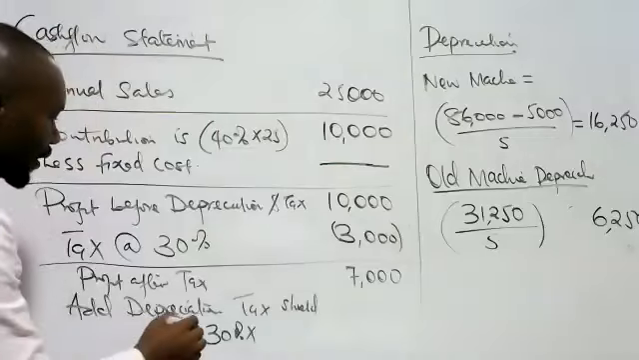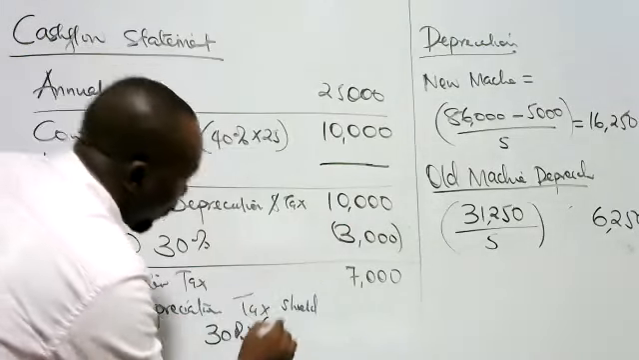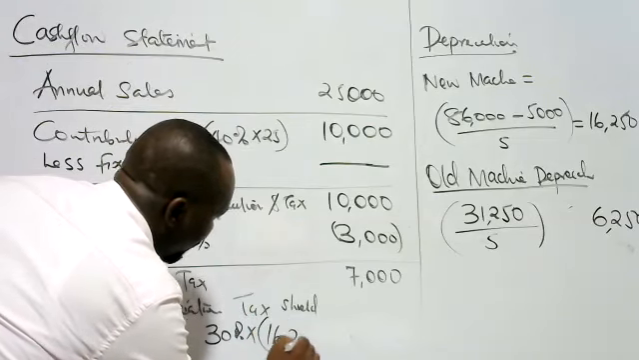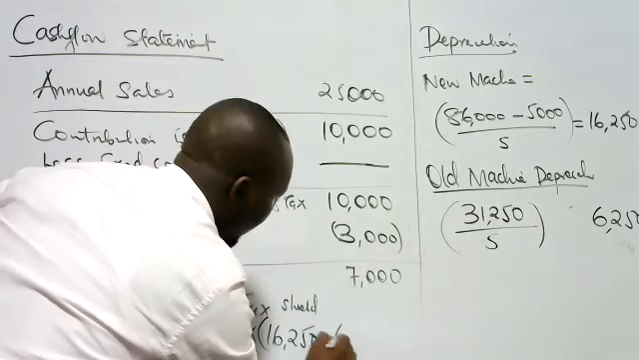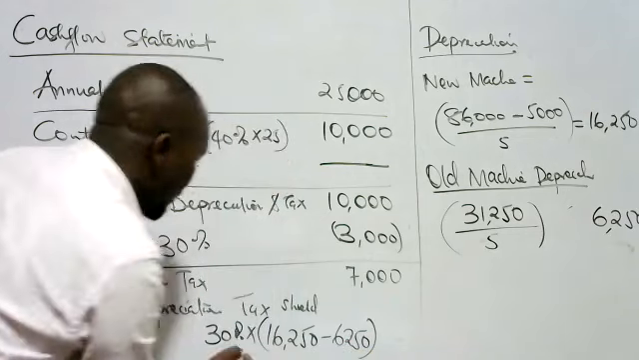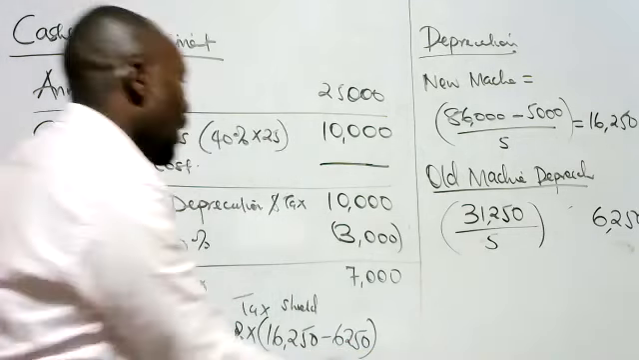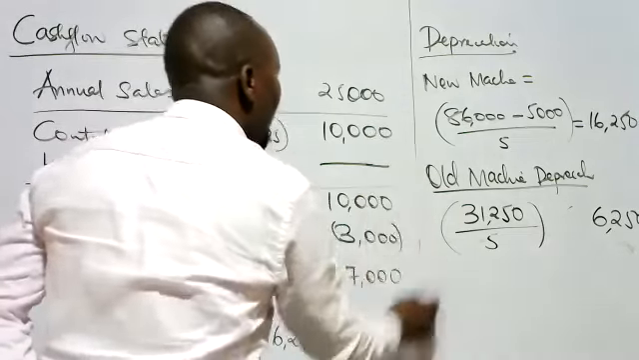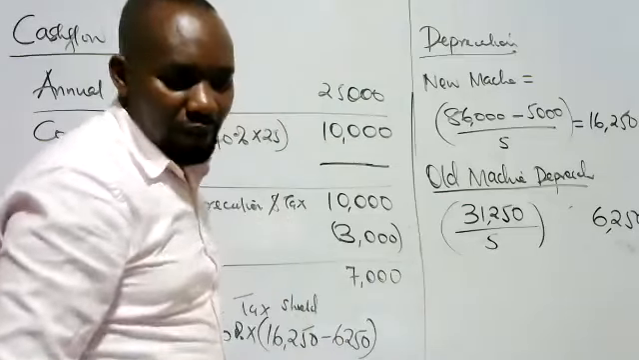So our depreciation tax shield is now 30% of 16,250 minus 6,250. So that is 30% of the difference between the two. That is what we should have counted for as a gain. So what is it? Then we add on this 7,000.